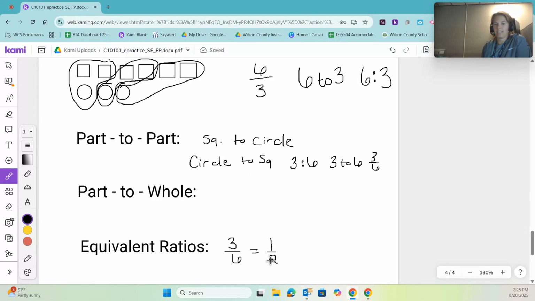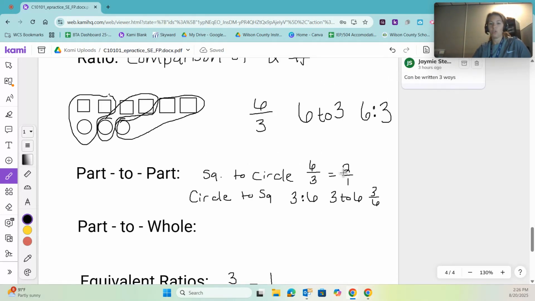Just recognize that you can simplify these, as well as for our squares to circles. Squares was 6 to 3. That would be a 2 to 1 ratio of squares to circles. Again, order matters. If I'm saying squares first, that means my first number, my numerator, has to be squares. And circles second means my second number, my denominator, has to be the number associated with circles. That is the most important part.